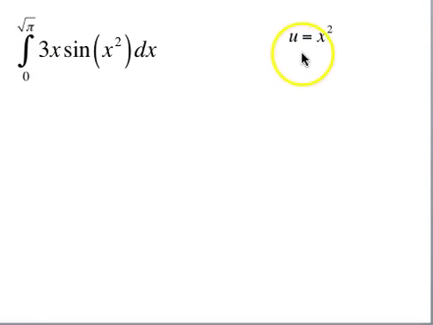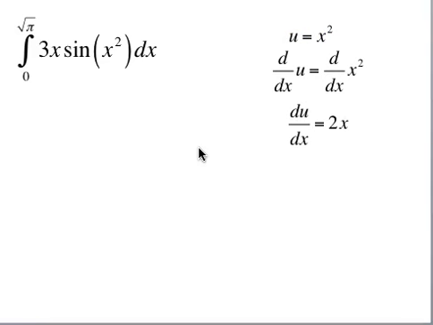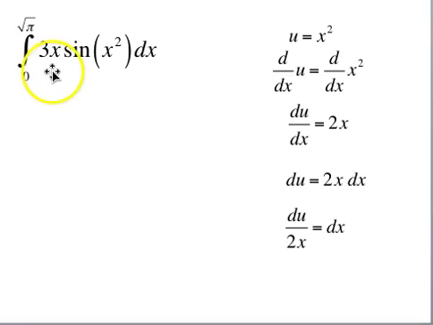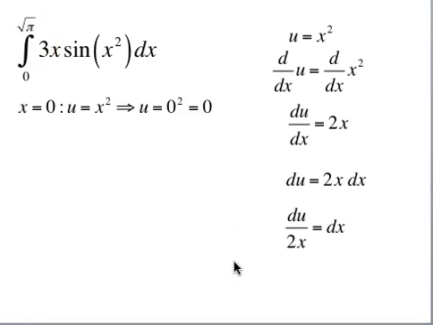All right. If u is x squared, we take the derivative with respect to x of u as the derivative with respect to x of x squared. du dx is 2x, du is 2x dx, du divided by 2x is dx. This will become 3x sine u, dx is du divided by 2x. But we also need to change the endpoints. If x is 0, what is u? If x is root pi, what is u?